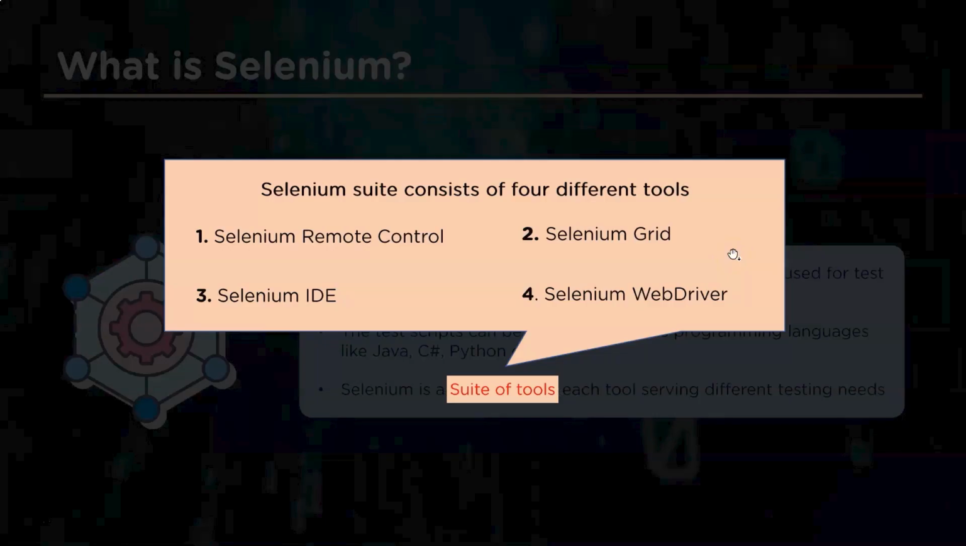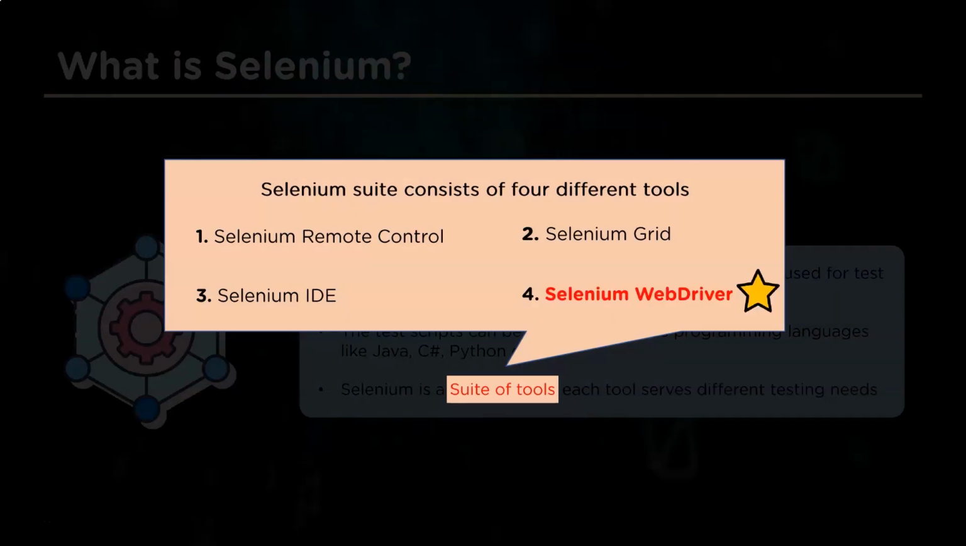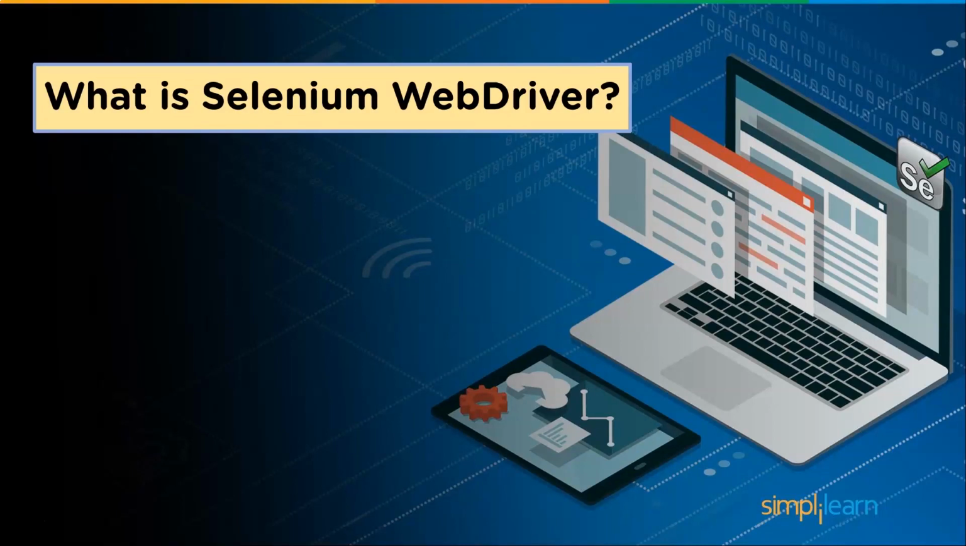Now the Selenium suite comprises 4 different tools. The very first one is the Selenium Remote Control. The second one is the Selenium Grid. Then we have Selenium IDE, and ultimately, at last, the Selenium WebDriver. So these are the 4 different tools when we talk about the Selenium suite. Now let's talk about Selenium WebDriver, because that's the whole focus of this content: what exactly is Selenium WebDriver and how we can go ahead with it.